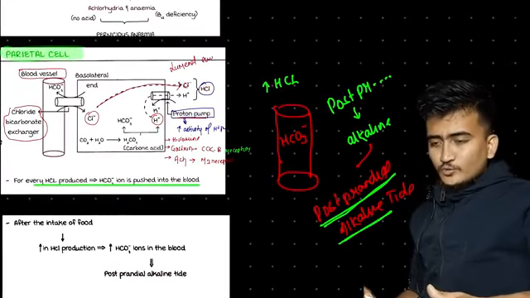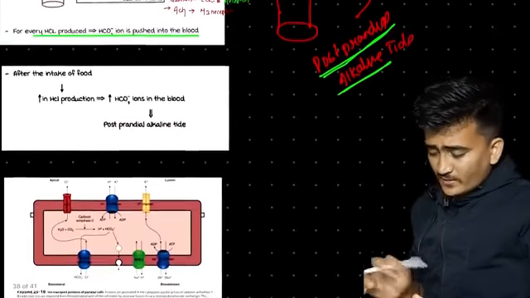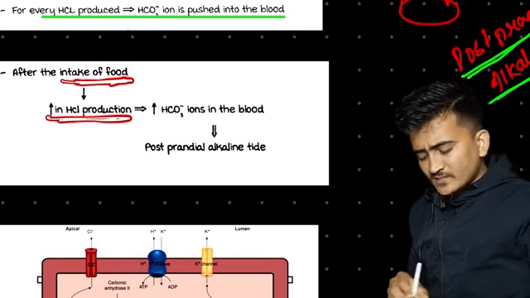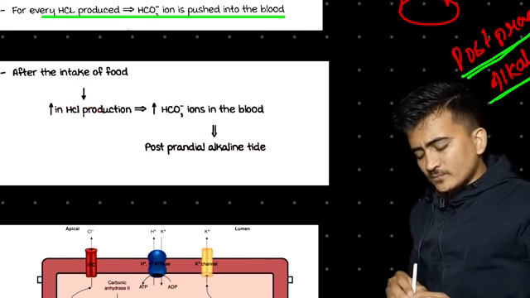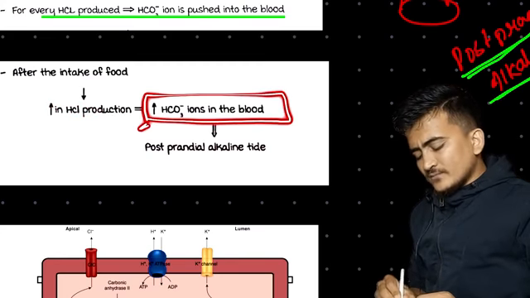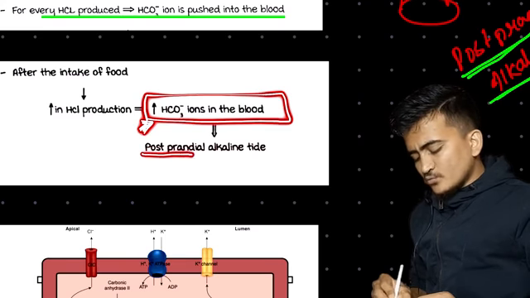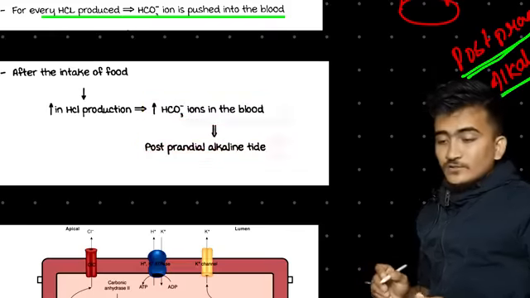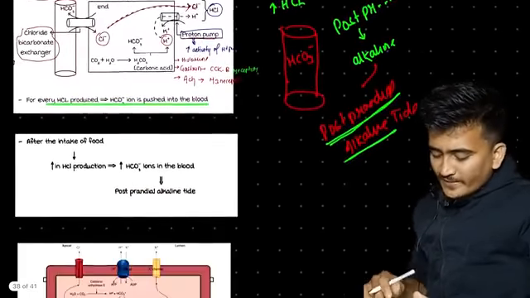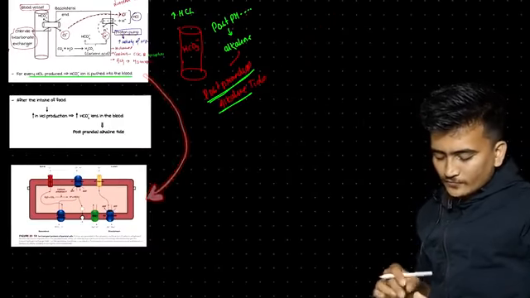Now, as we are into parietal cells, as I have said earlier, after the intake of food there will be an increase in HCl production. As the HCl production increases, there will be an increase of HCO3 ion in the blood, and this is the postprandial alkaline tide condition. So that's all. Now, as we have mentioned here, this is also the same parietal cell diagram, but from Guyton. So I would like to focus right here.